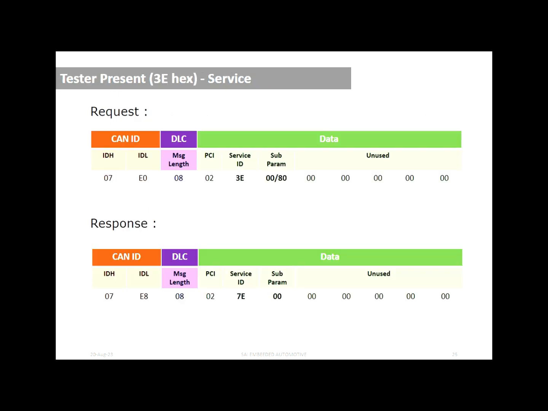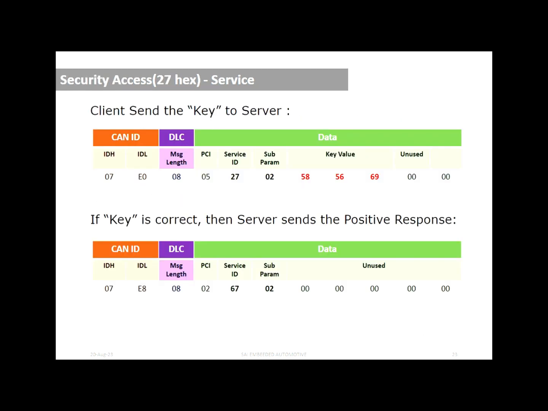So coming to the NRCs, what are the NRCs we have in security access? Let's begin with the NRCs. 12 subfunction not supported, 13 incorrect message length or invalid format, 22 condition not correct, 24 request sequence error, 31 request out of range, 35 invalid key.